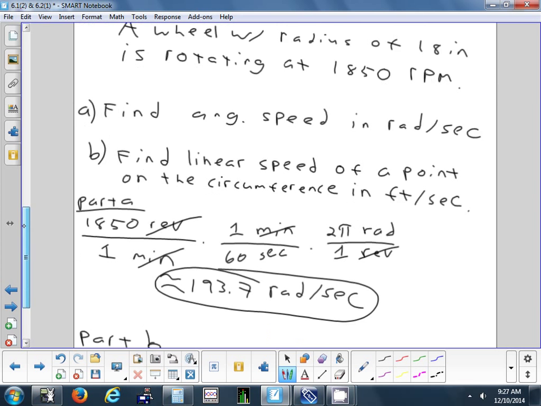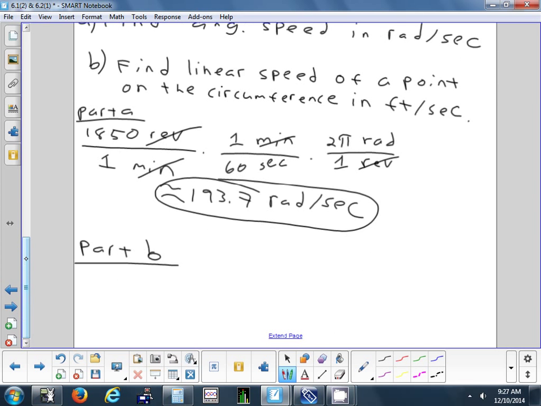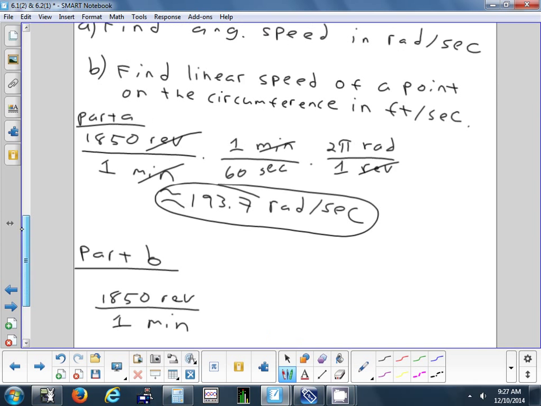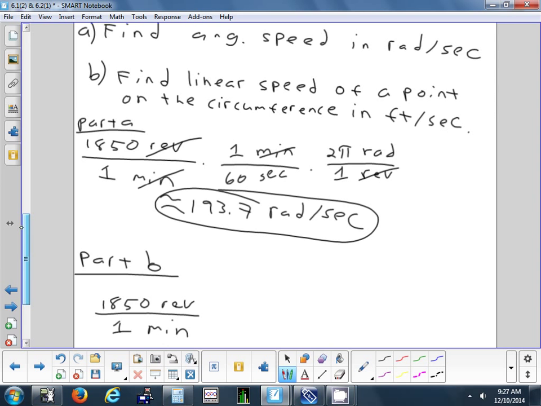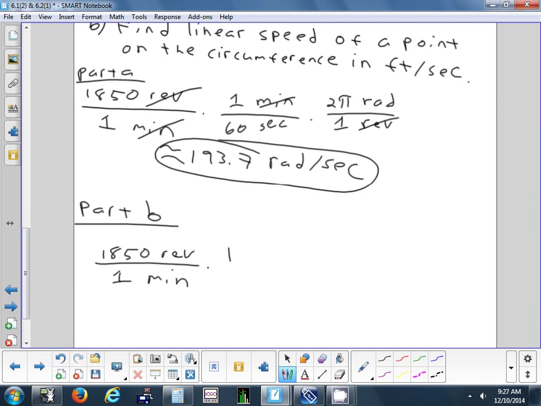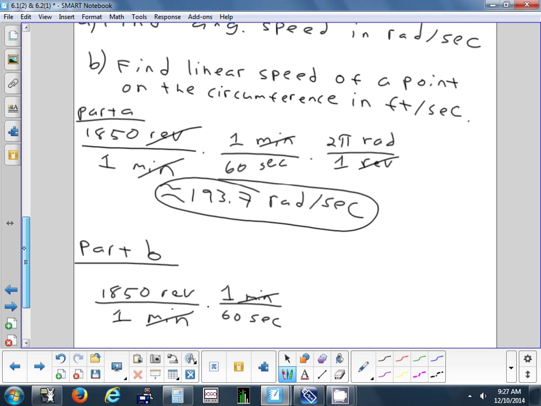Let's go back to what we started with. 1850 revolutions per minute. First thing I'll do is let's change it to seconds. Okay, that's an easy one to do. In 1 minute, 60 seconds. So now you've got revolutions per second. We want to get feet per second.